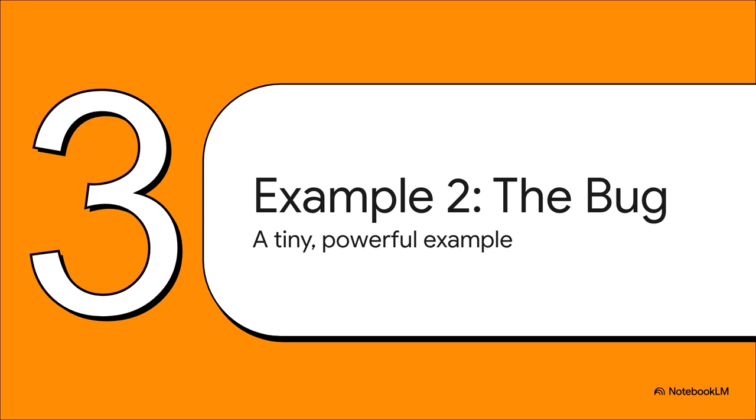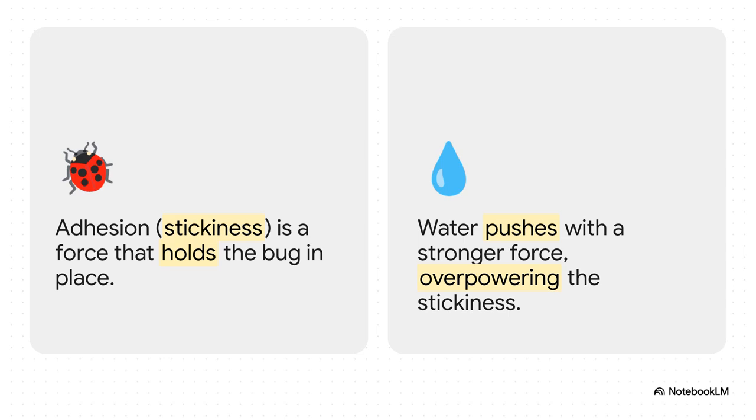Okay, let's zoom in a bit. We're going from an entire apple tree to something way, way smaller. Because this powerful law works on the tiny stuff too, like a little bug just trying to hang out on a windshield. So here we go again, another battle of the forces.